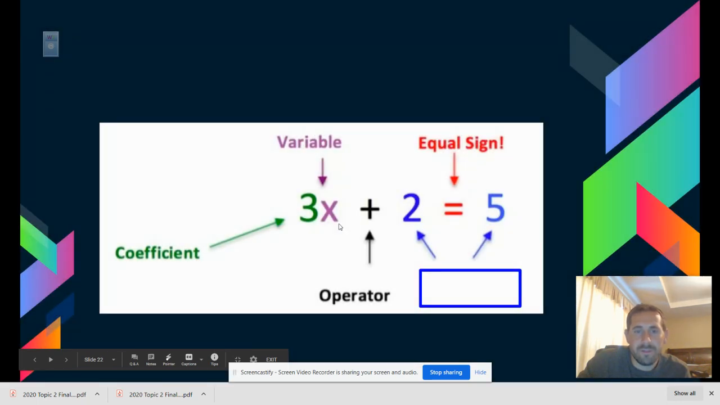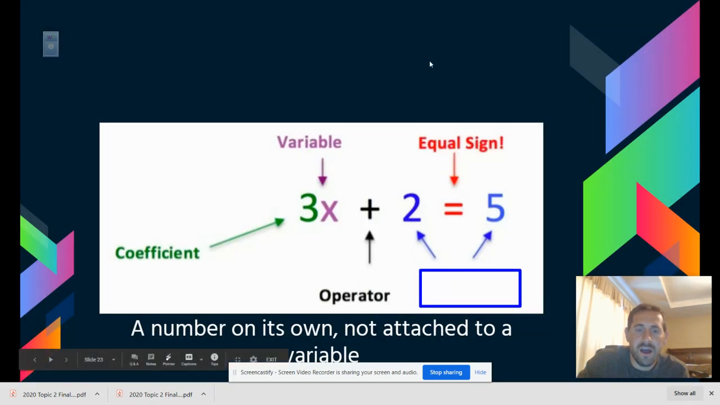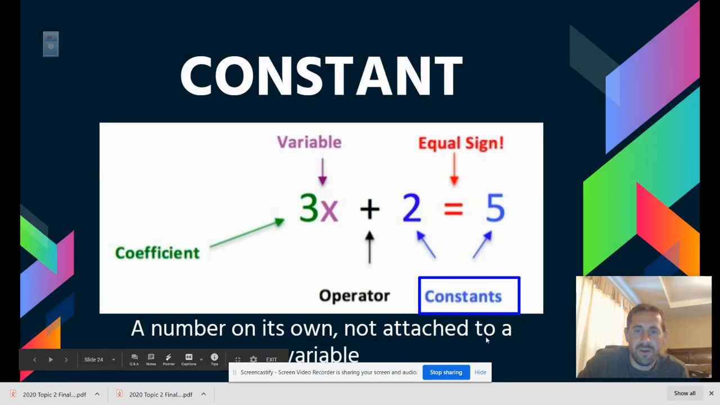So we have a variable, it's x. We have a coefficient that's attached to that x. We have a whole term, like 3x is a term. We have an operator, which can be plus or minus, and this is an equal sign. So now our last term, what do these 2 and these 5 represent that don't have variables attached to them? Those are known as a constant. A number on its own, not attached to a variable, is called a constant.